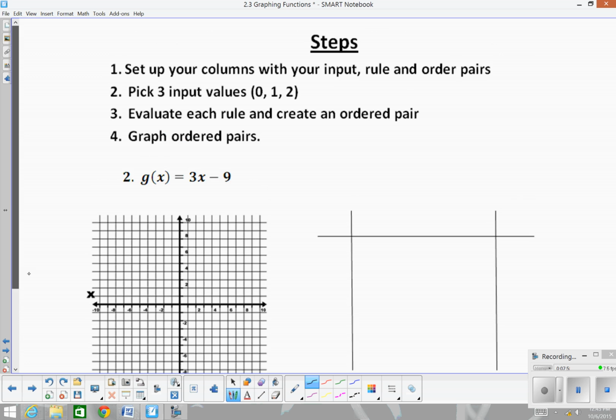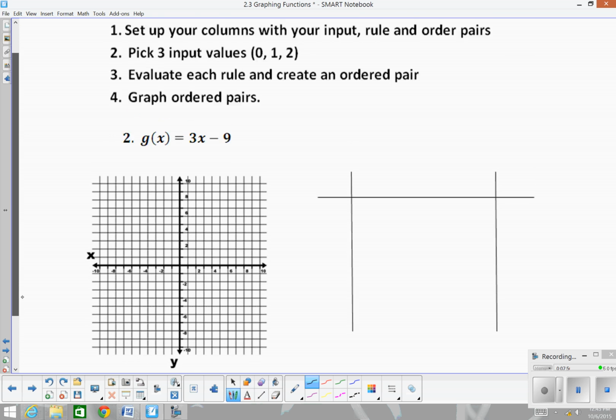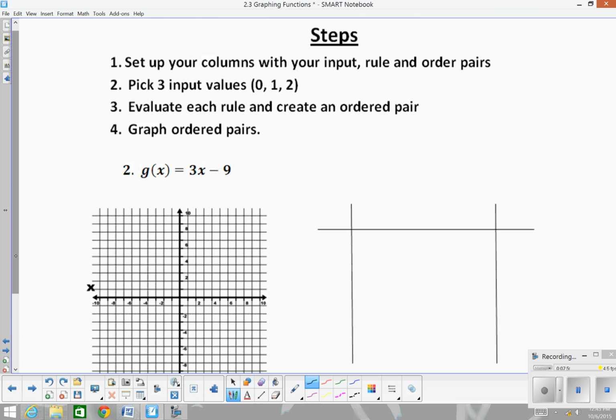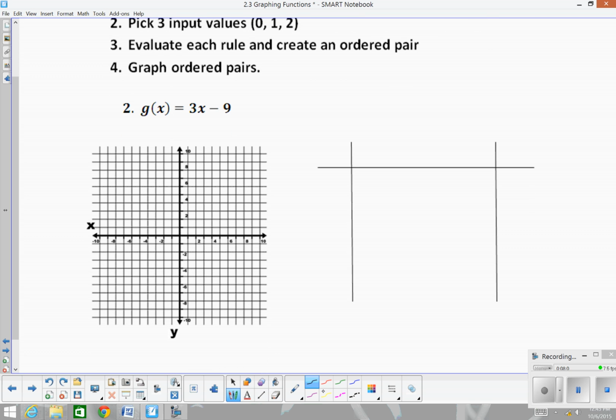Good. Now I'm going to go through this one a little bit quicker. So I have my 3 columns chart here. I'm going to fill it in with my input of x, my rule of 3x minus 9, and my ordered pair. Now this is a little bit different. It's going to be x because that's my input, but now what's my output? My output is g of x.